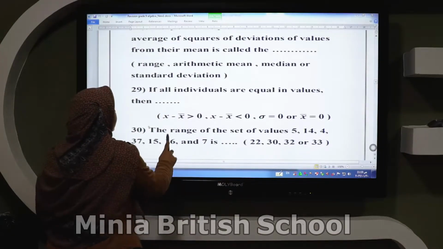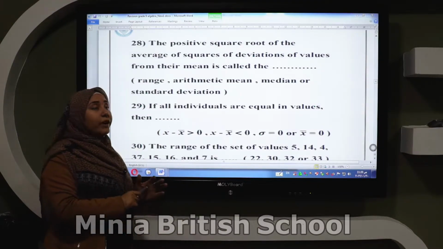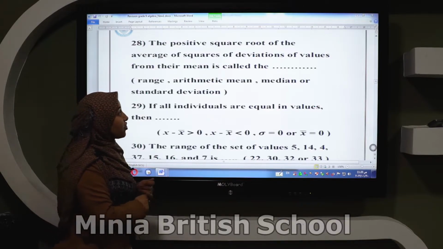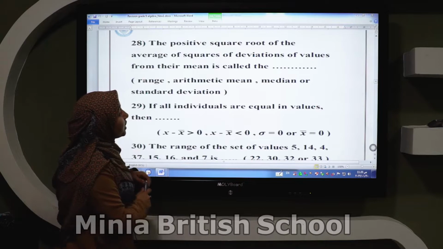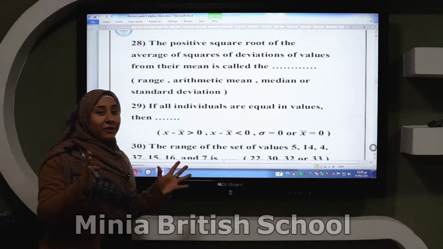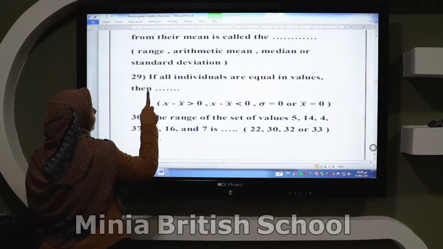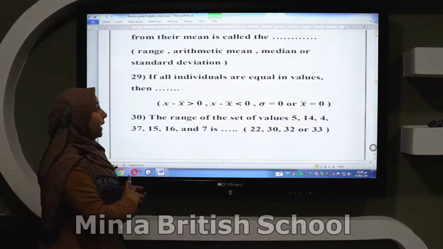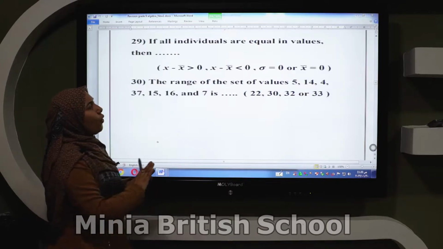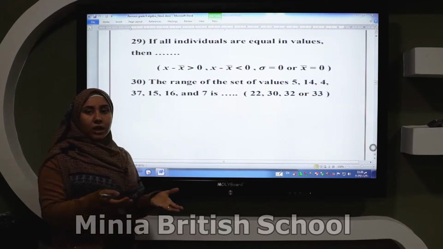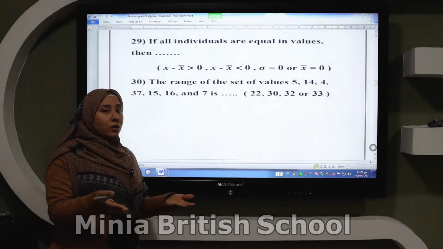Number 28. The positive square root of the average of squares of deviations of values from their mean is called, yes, standard deviation. Good. Number 28, the answer here, standard deviation, okay? Number 29. If all individual values are equal in value, then yes, standard deviation equals 0.